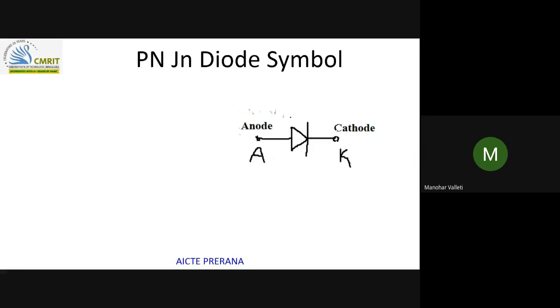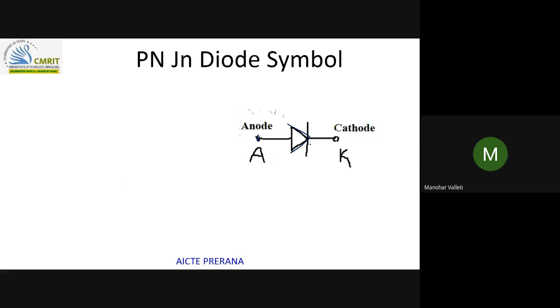You see the symbol, anyhow you know the symbol of this. Can you tell why this arrow is represented like this? What does this arrow indicate? Direction of current. Yeah, conventional current direction, or direction of current from anode to cathode. And by the symbol we can say that diode is a unidirectional device.